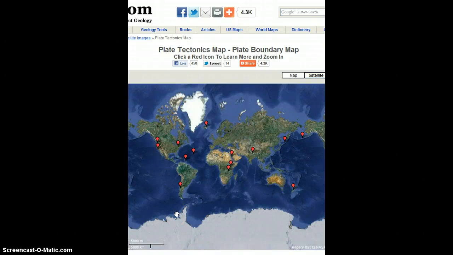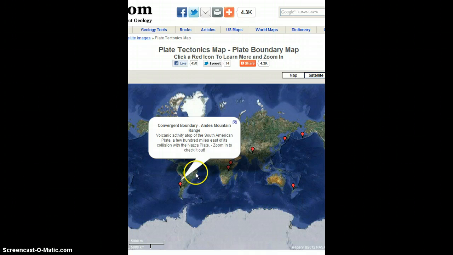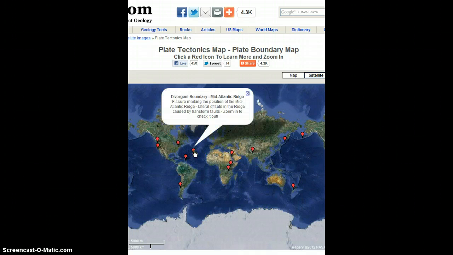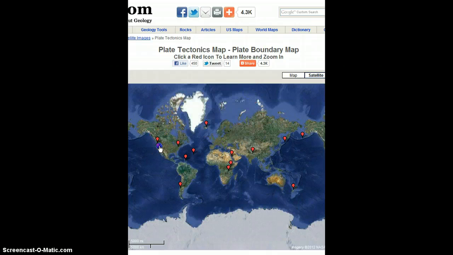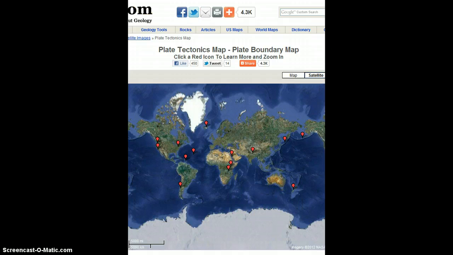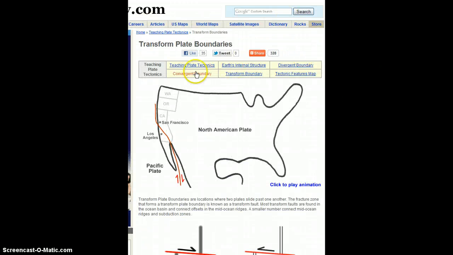Everybody, today we'll be talking about plate boundaries and the activity that occurs at these plate boundaries. Right here we've got geology.com. This is a nice satellite image of the Earth, and Google has been kind enough to pinpoint some spots for us. We've got a convergent boundary right here, a divergent boundary right here, even a transform boundary over here. But let's go ahead and talk about what these boundary movements are before we dive into that map.